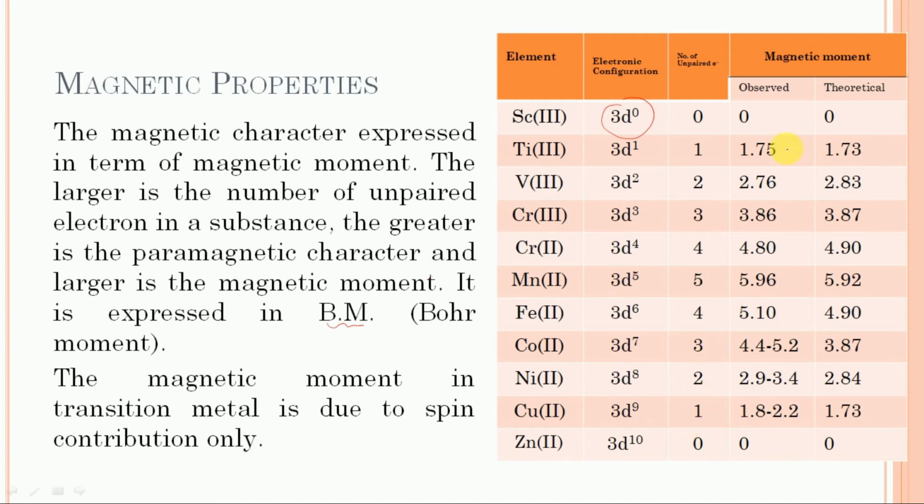So these are the observed values, and these are the theoretical values calculated by the formula. These values are in good agreement between theoretical and observed values, which indicates that the magnetic moment in transition metals arises only from the spin of the electron.